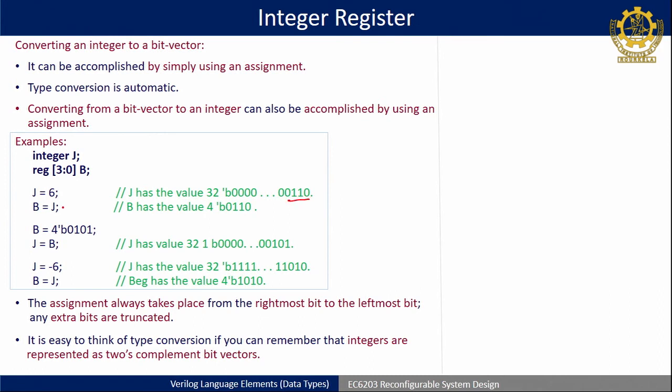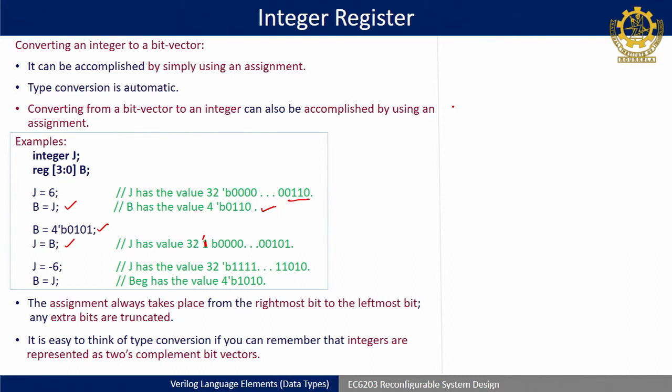Understood? Now if I assign b equal to j, b is a 4 bit vector, so my value of b is this much only. The left side will all be truncated. By simple assignment, values can be converted from integer to bit vector and bit vector to integer. Similarly, if b is 0101 and I assign b to j, as j is an integer, the new value of j is 32 bit, 32'b with 0101 at the end. So if you assign, the simulator will create its own value for the corresponding integer or bit vector.